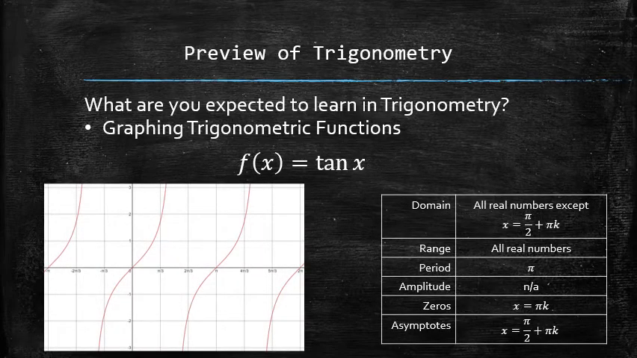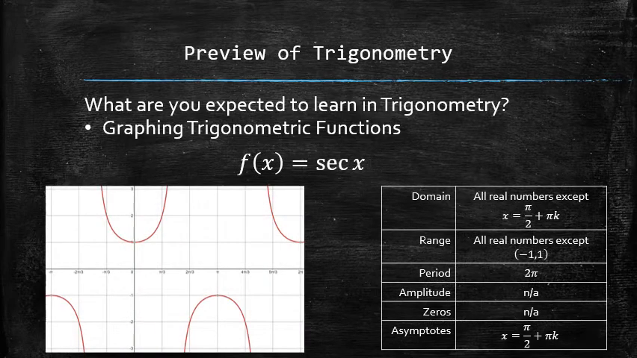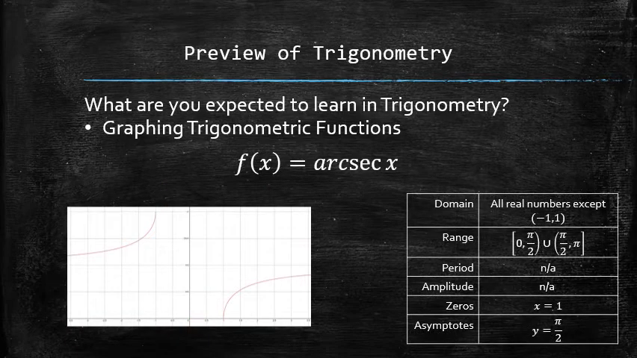Here is the graph and a list of basic properties of tangent function. Here is the graph and a list of basic properties of arctangent function. Here is the graph and a list of basic properties of secant function. Here is the graph and a list of basic properties of arcsecant function.